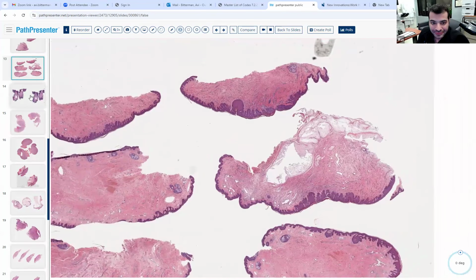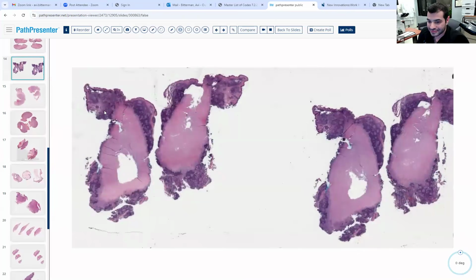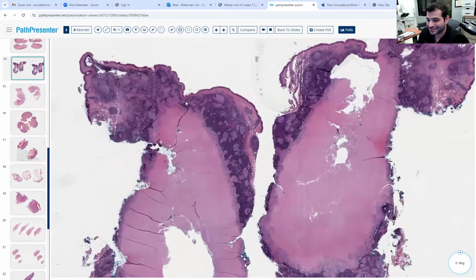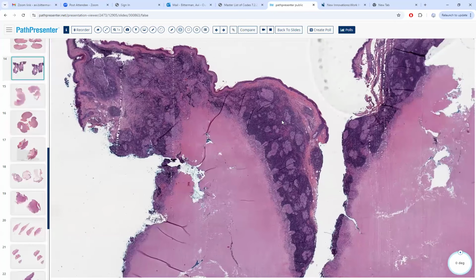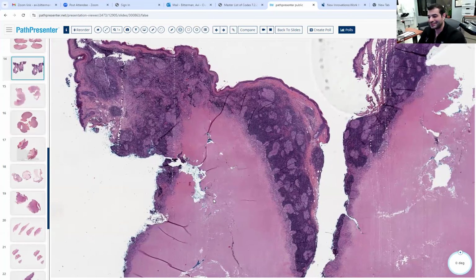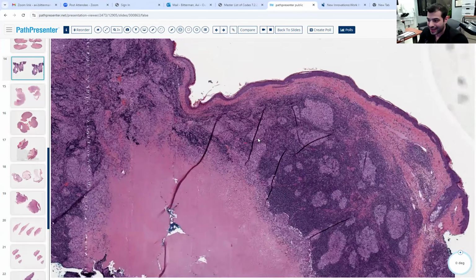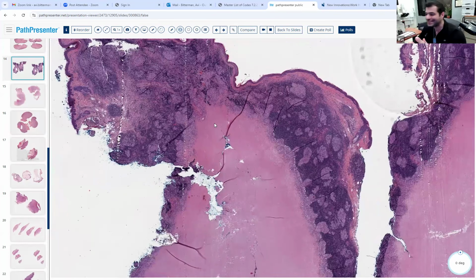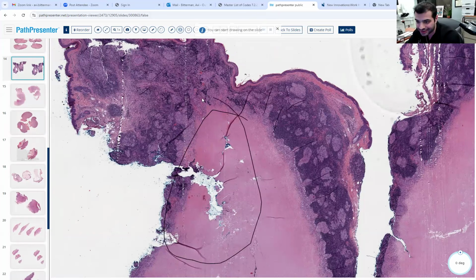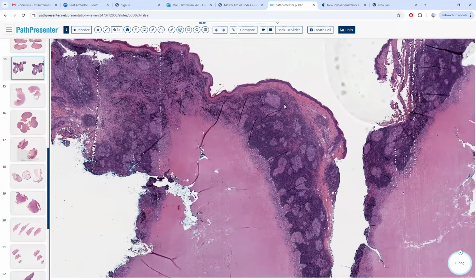All right, very good. This looks like a caseating granuloma. Yes, you recognize the caseous necrosis. Let's be descriptive here. Caseous necrosis, recognize that. You see that here, right? Good. What about all this stuff?